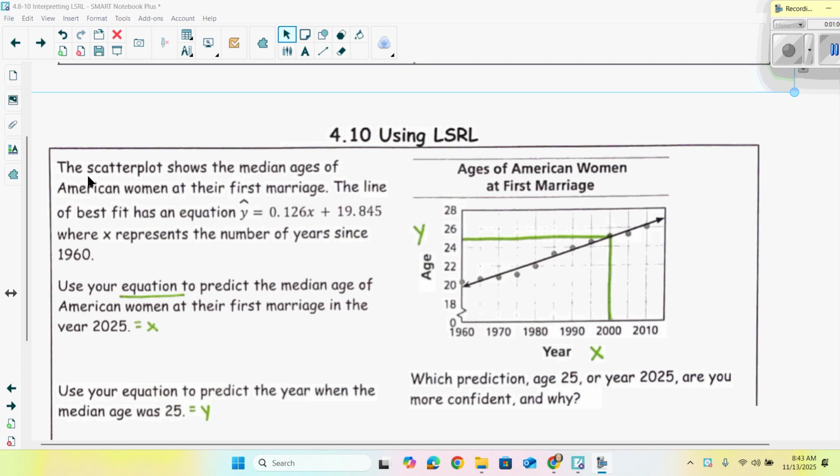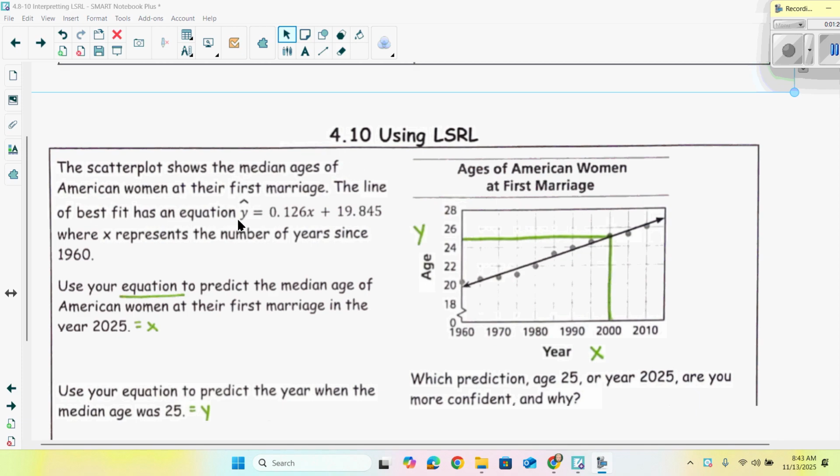or line of fit. So if we look at this data, ages of American women at first marriage, the age is depending on the year, and as we've gone through time, it appears that the age has increased. So we have a positive correlation. The scatter plot shows the median ages of American women at their first marriage.